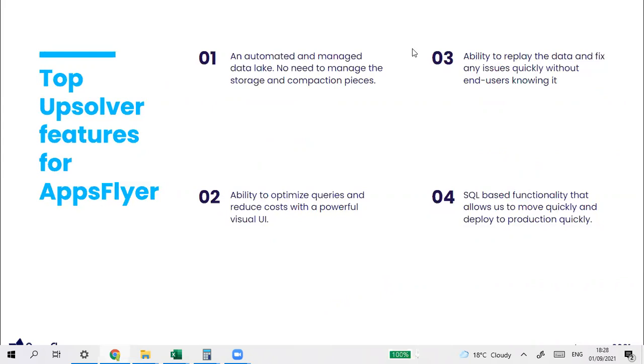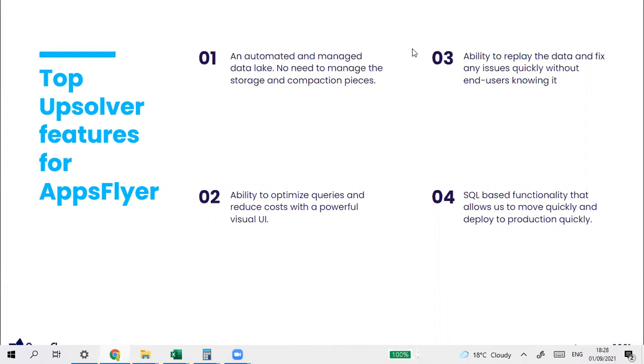So, some features that we like the most. Everything is automated and managed. There's no need to worry about compaction or duplicates or anything. Everything works very, very smoothly. We have been running for almost a year now, and we enjoy the stability of the flow. The Upsolver flow is very impressive, in my opinion.